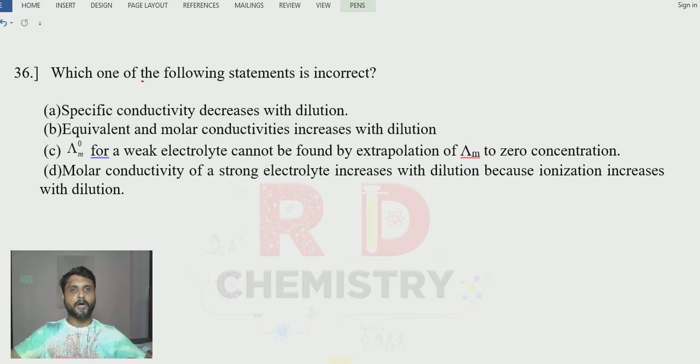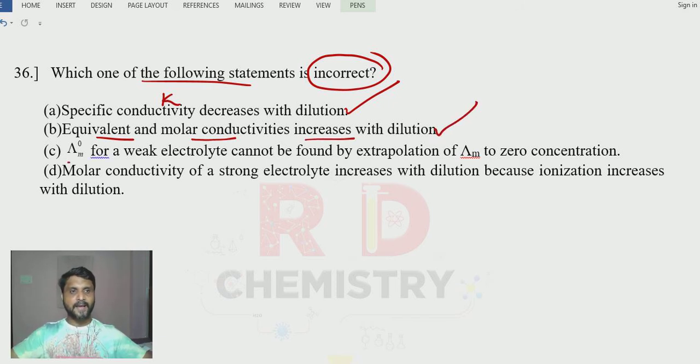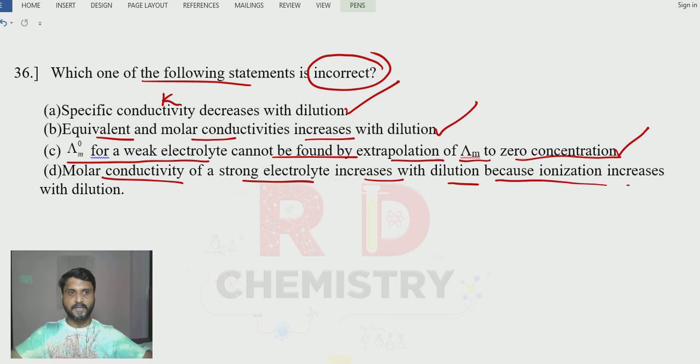Next question, which of the following statements is incorrect? We'll see all the options. The specific conductivity kappa decreases with dilution is correct. As the dilution increases, the number of ions per unit volume decreases, therefore conductivity also decreases. Equivalent and molar conductivity increase with dilution in general is a correct statement. Lambda m naught for a weak electrolyte cannot be found by extrapolation of lambda m to zero concentration. This is also a correct statement. Therefore, we go for Kohlrausch law. Last statement: molar conductivity of a strong electrolyte increases with dilution because ionization increases with dilution.